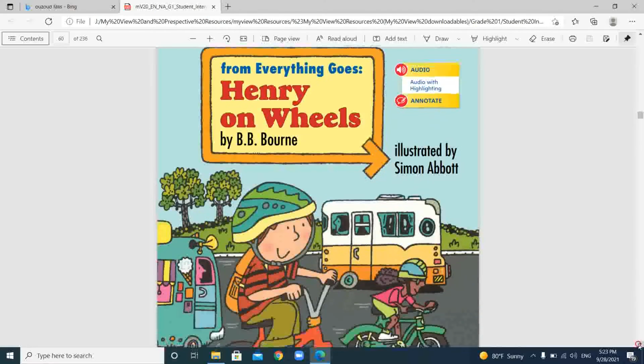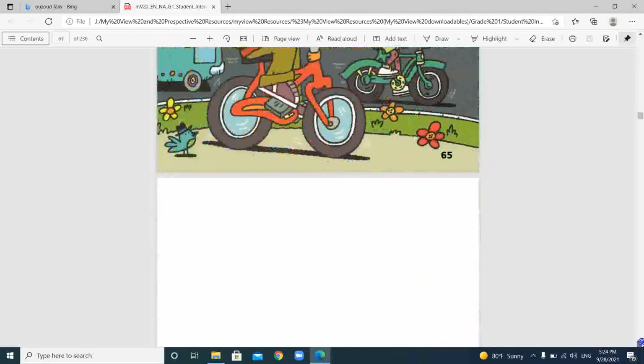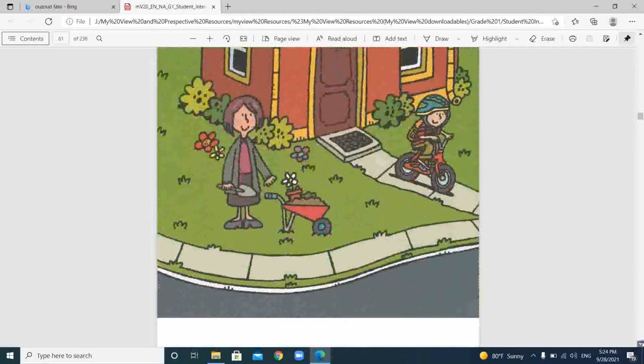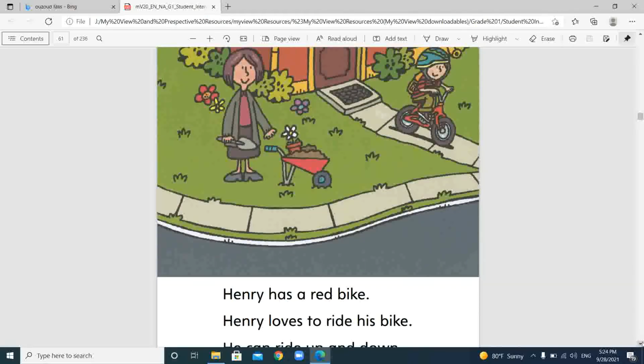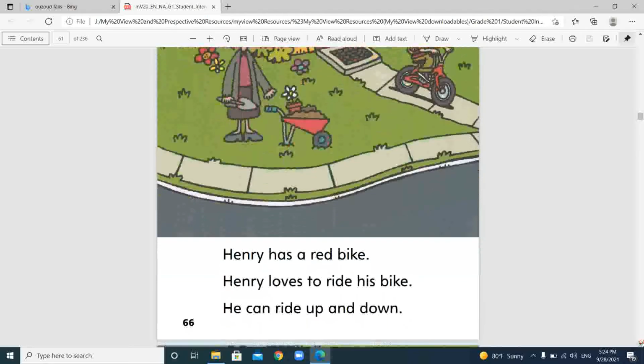Okay? As you see here, there's a picture of Henry riding his bike. Okay? Riding means to sit in something and to go from one place to another. Like we can say, we ride the bus, we ride the car. Here, Henry is riding his bike. All right, let's start reading the story. On page 66. Henry has a red bike. Henry loves to ride his bike. He can ride up and down.